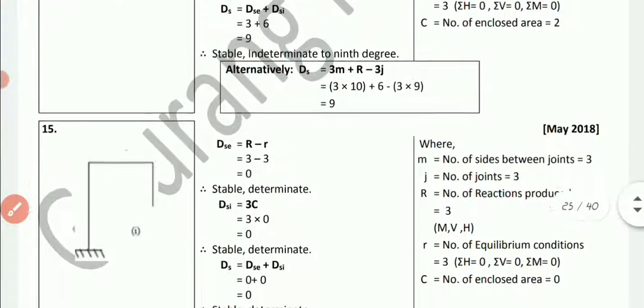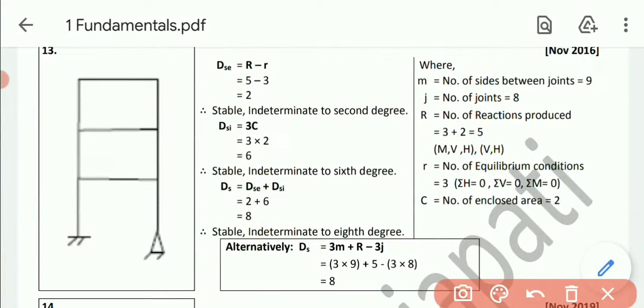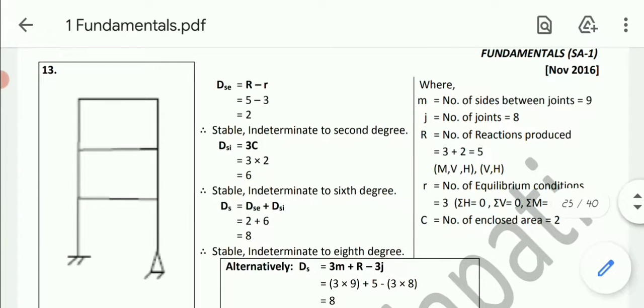Okay, then example number 13. It has been asked in November 2016.